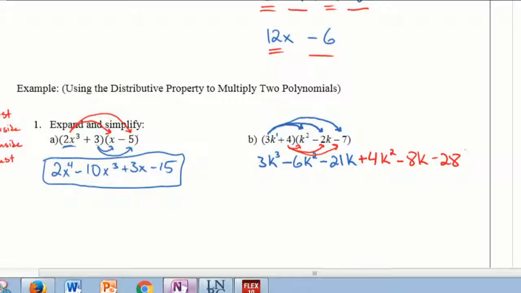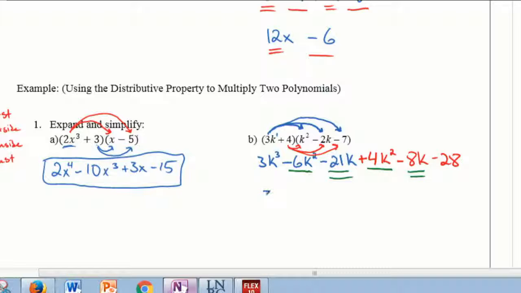Once I get here, I need to combine my like terms. So anything that's similar needs to be combined together. If I have any exponents that are the same, I can combine those. So I look, I have 3k to the power of 3. Do I have any other powers of 3? I do not. What I do have is negative 6k squared and 4k squared, so I can combine those together. And then I have 21k's and another 8k's, so I can combine those together.